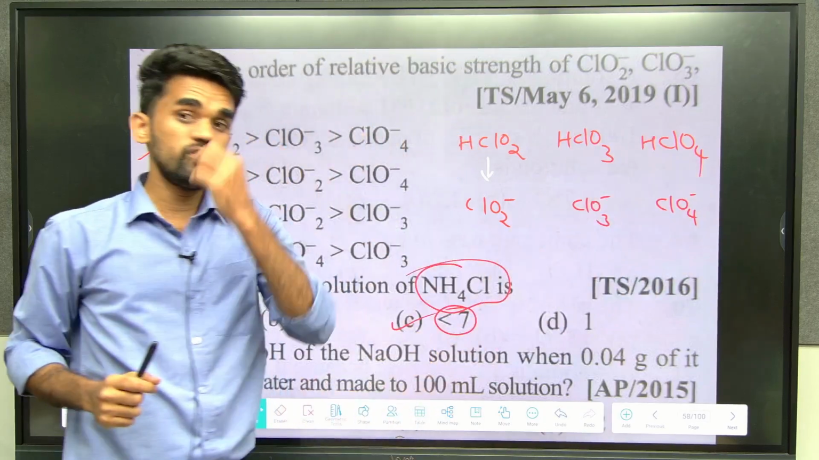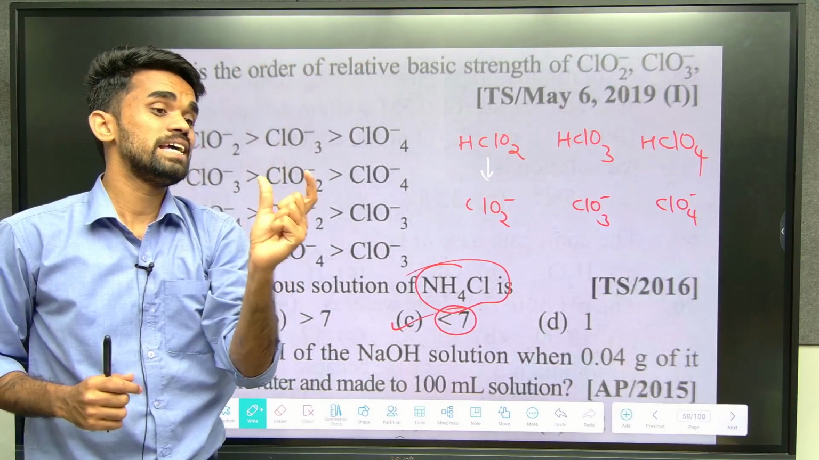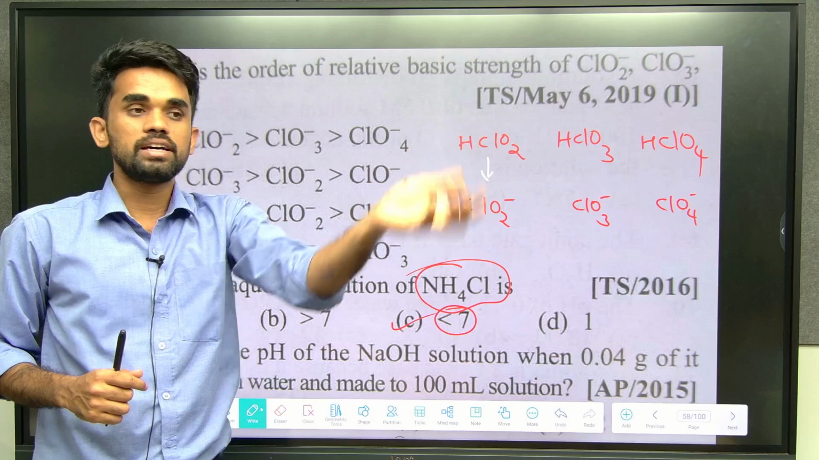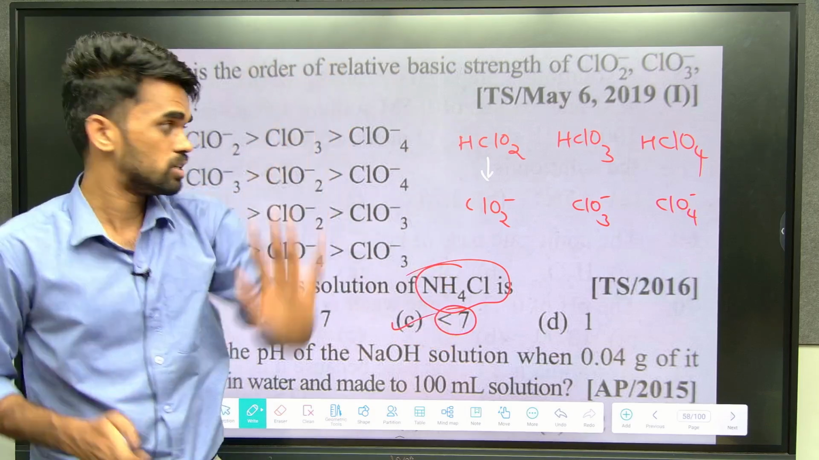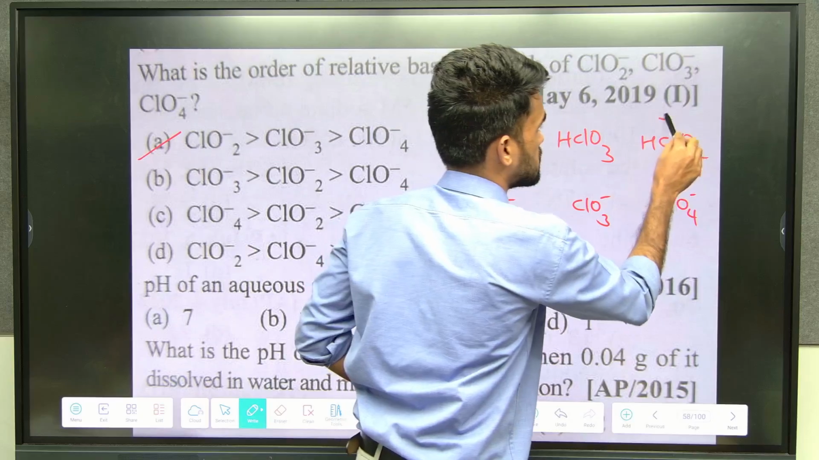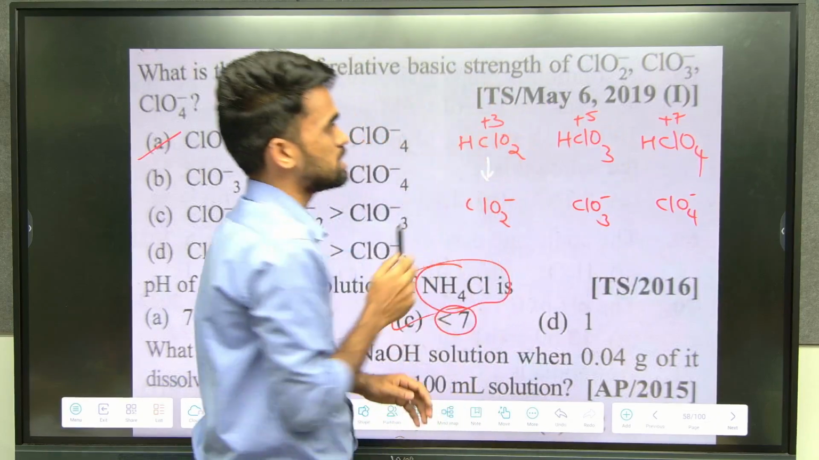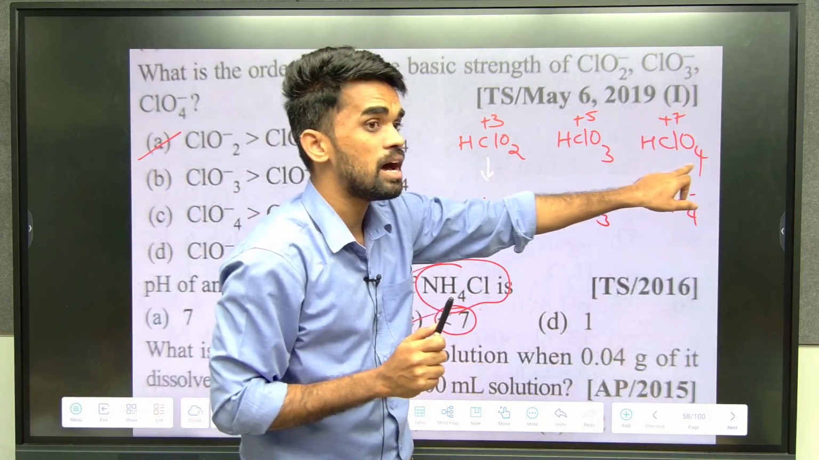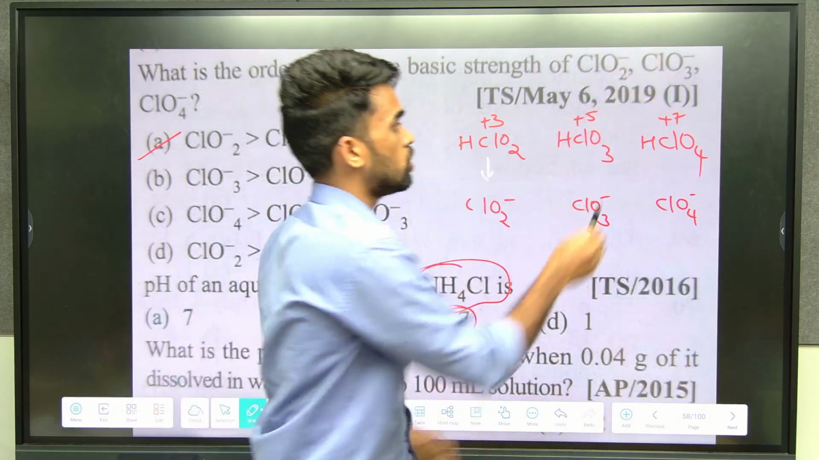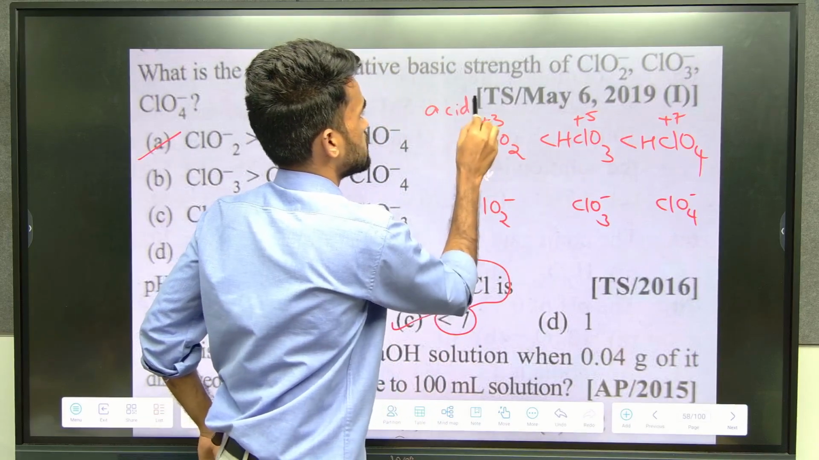Okay. So if you remember in periodic table, I told you about acidic nature and oxidation state concept. Greater the oxidation state, greater is the acidic nature. So where do we have more oxidation state? Here plus 7, plus 5, plus 3. So which is having greater oxidation state? This one. So this oxo acid is highest acidic. So this is the order of acidic nature. What is this? Acidic nature.